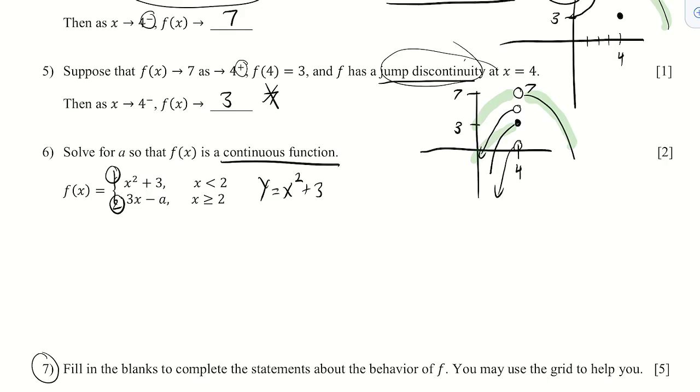So y is equal to x squared plus 3, and y is equal to 3x minus a. And I'm trying to figure out what the a value is that is going to allow me to, in a sense, have this graph have the same y value. Well, if I know that I want the y values to be the same, I'm just going to set them equal to one another. So I'm going to say 3x minus a equals x squared plus 3.